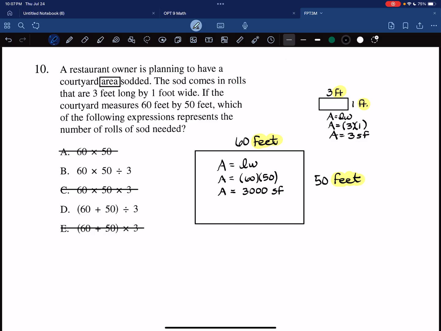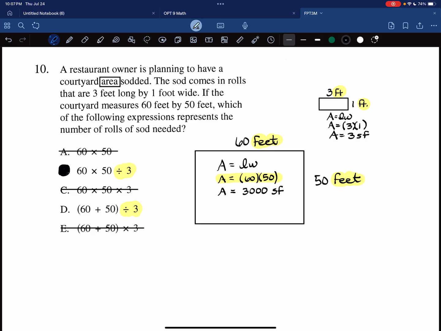And we know that we're dividing by 3. That's in both of the problems. So the question is, what happens before you divide by 3? And that is right here. We multiplied to get our area. So the answer you want to choose is B, as in Bravo.